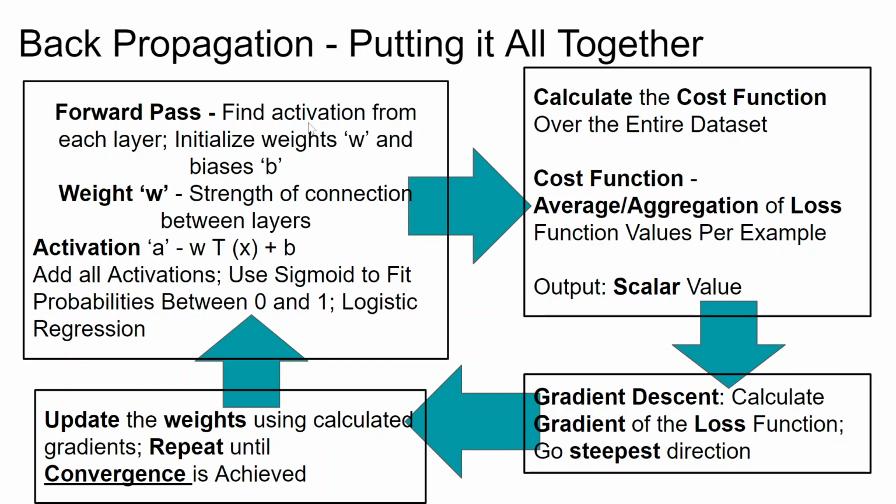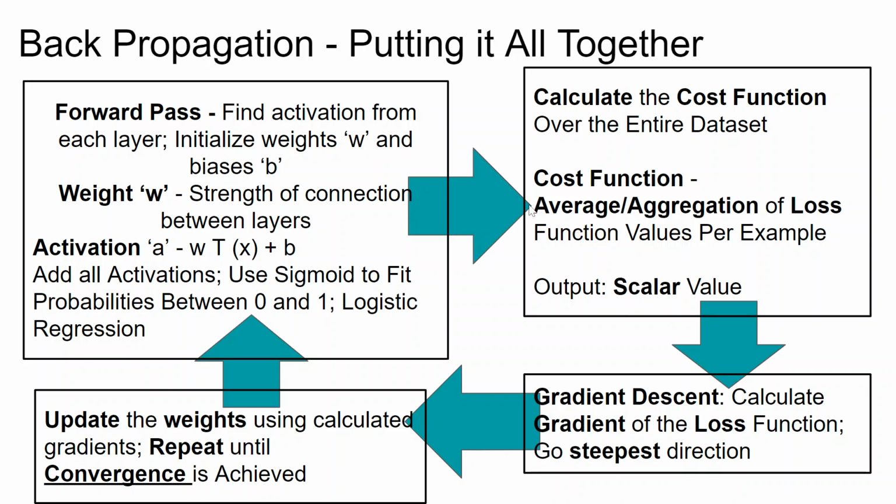Backpropagation, we'll put it all back together because between the forward propagation and back propagation, things can get a little confusing. So, we start with the forward pass. We find the activation for each layer, essentially the sigmoid, tanh, or ReLU function. We initialize the weights W and biases B. The weights W are the strength of connections between each layer, and B is just a normal value we add. The activation A is what we're trying to optimize and what's passed on to every single layer. And essentially, that's what gets us our probabilities and what the model thinks is the result. This is all forward pass.